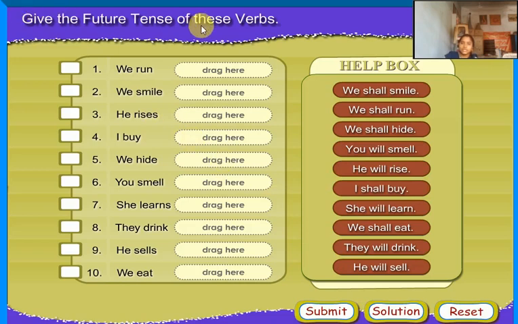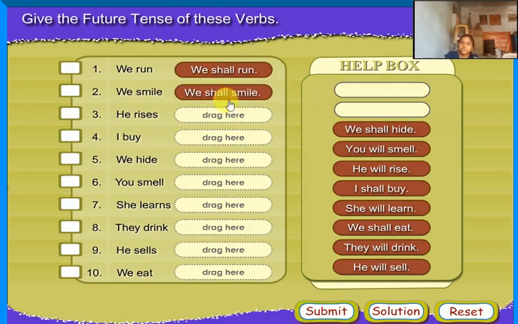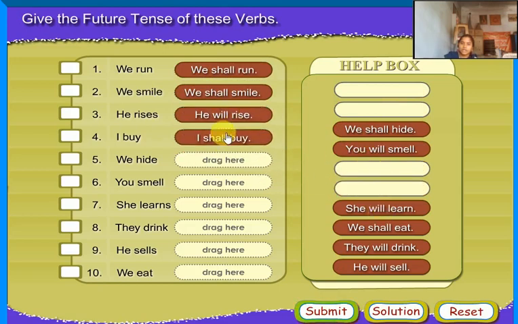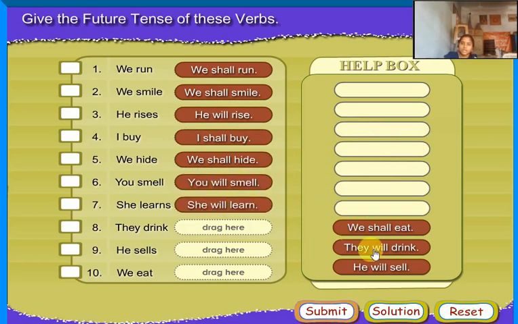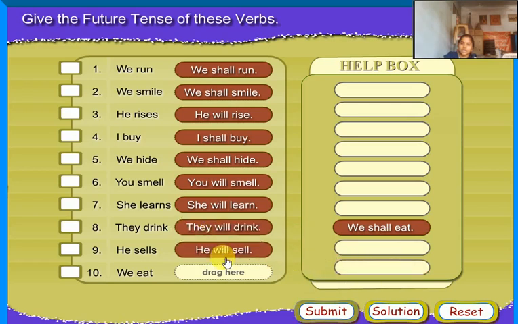Give the future tense of these verbs. We run, we shall run. We smile, we shall smile. He rises, he will rise. I buy, I shall buy. We hide, we shall hide. You smell, you will smell. She learns, she will learn. They ring, they will ring. He sells, he will sell. We eat, we shall eat.